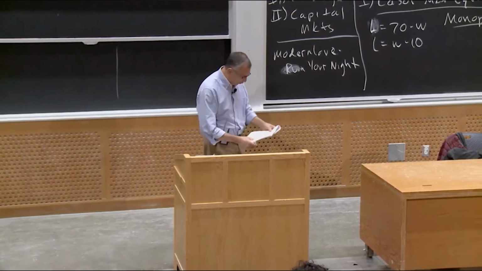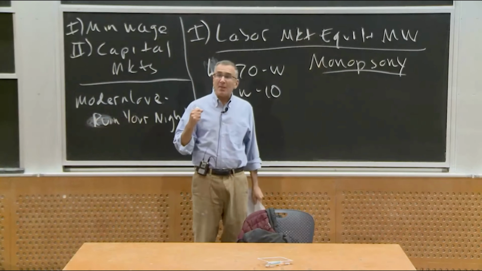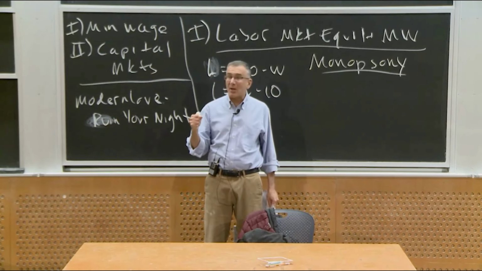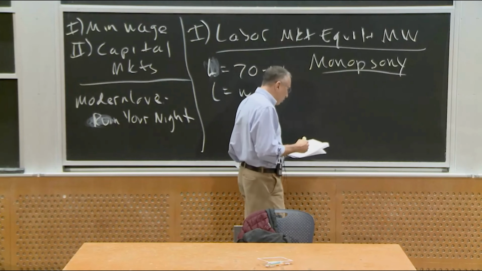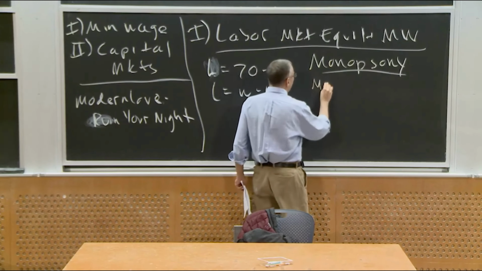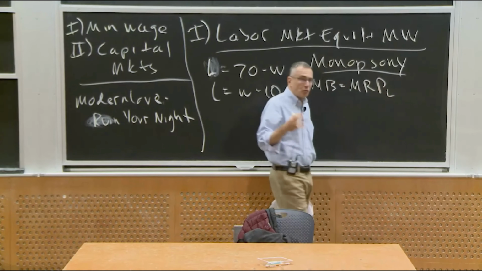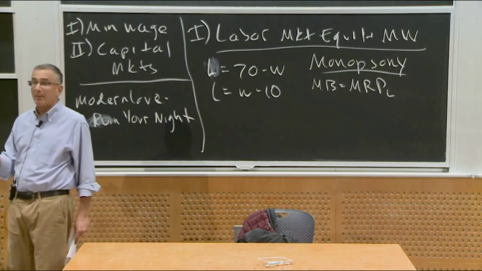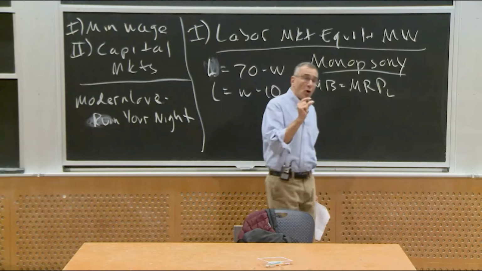So let's think about the firm's decision. The firm wants to set the marginal cost of the next worker equal to the marginal benefit of the next worker. What is the marginal benefit? Well, the marginal benefit is still the marginal revenue product of labor. That hasn't changed. That's true regardless of the market. The next worker produces the marginal revenue product of labor. What changes is the marginal cost. Before, the marginal cost was the wage.